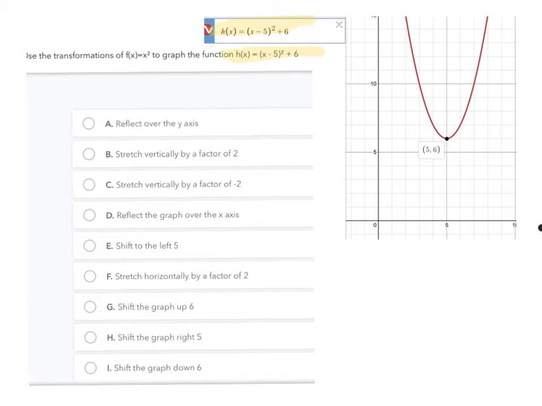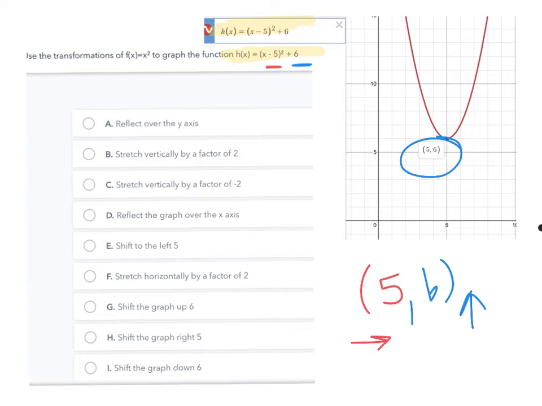Now, I could look at the actual graph and I could tell that from the H here, which is going to be a positive 5, because when I'm with my X, I go the opposite direction. And then a positive 6 for my K, which is identified right here. I can already tell you that I've gone right 5 and I've gone up 6. I can also double check by looking at my graph and making sure that I go up 1 and over 1, up 3 and over 1, and up 5 and over 1 to stay on that graph.